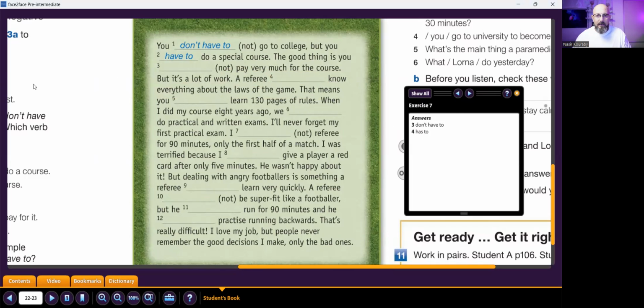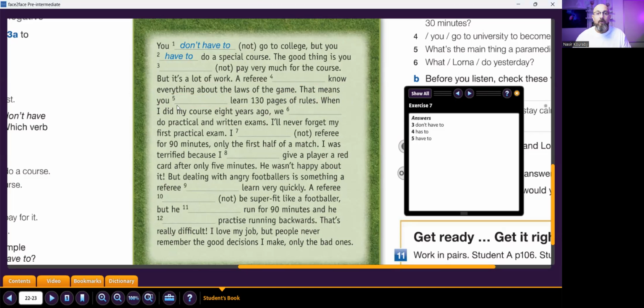And again, number 5, you learn 130 pages of rules. So from the beginning of the sentence to the end, do I have any signs for past? No, this is general. That means it's present. What we use with you? Have to. And this is the answer, have to. Number 5, you have to learn 130 pages of rules.